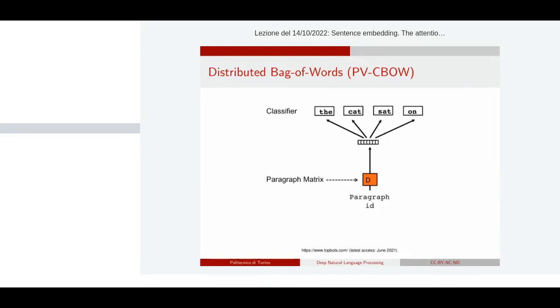Here in the distributed bag of words, you predict again one word at a time, but the words in the context. So you have the context window here. This is more similar to what you say. So given a paragraph ID as input, you are going to predict what are the words that occur within the context window. Okay? So the entire context content. You know the paragraph, and you try to predict the words in the context.